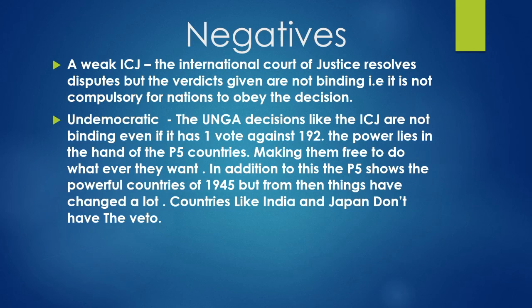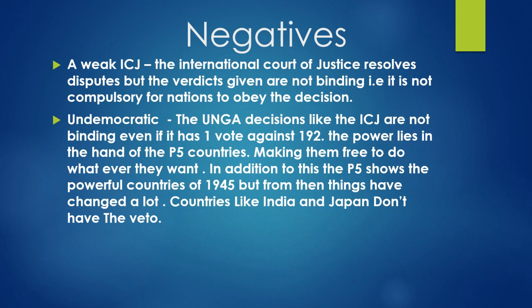Undemocratic. The United Nations General Assembly decisions, like the ICJ's, are not binding. Even if it has 1 vote against 192, the power lies in the hands of the P5 countries in the United Nations Security Council, making them free to do whatever they want. In addition to this, the P5 represents the powerful countries of 1945. But since then, things have changed a lot.